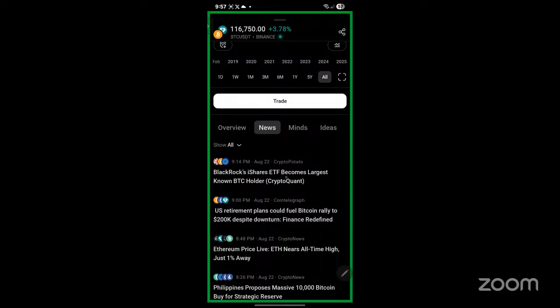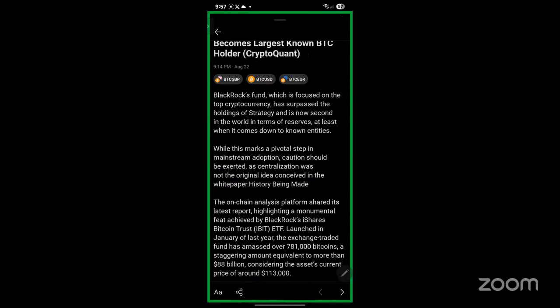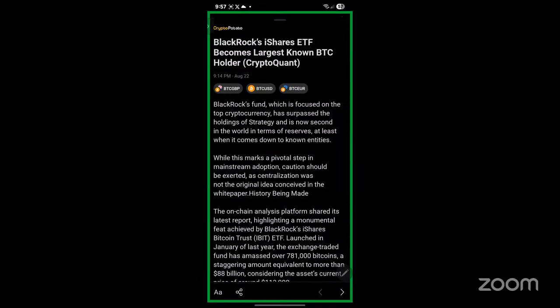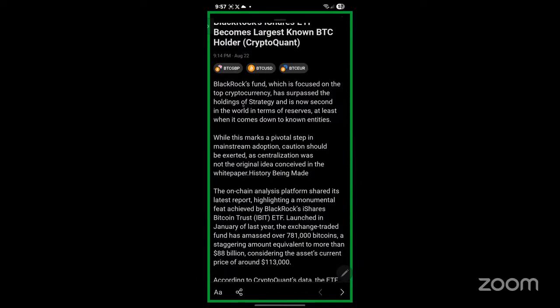BlackRock's iShares ETF becomes the largest known BTC holder. CryptoQuant brings in the news, at 9:14 on 22nd August. Dr. Potato can tap on here and read through. So you can see BlackRock's iShares ETF, and you can go ahead and read this.